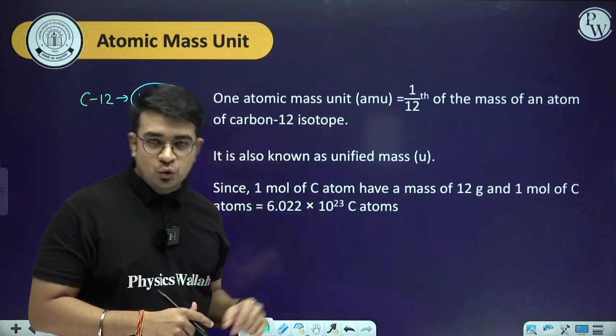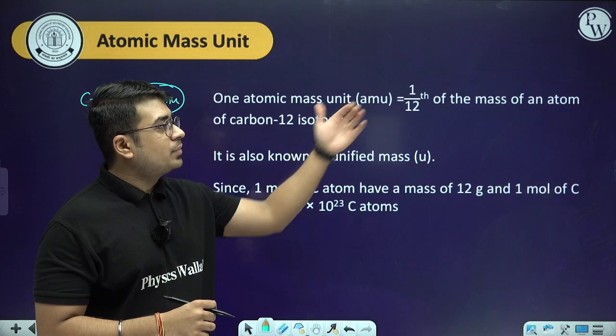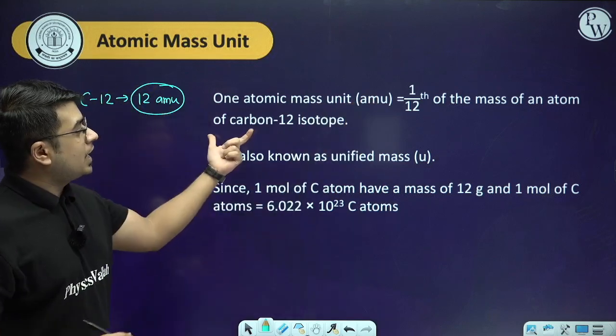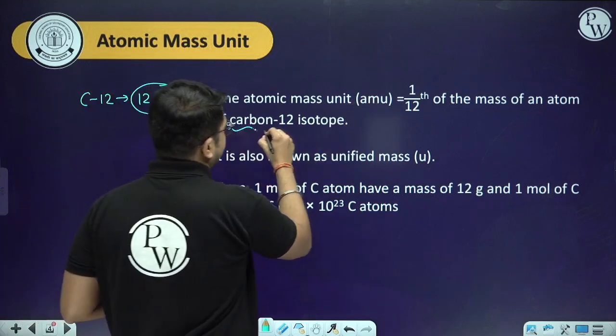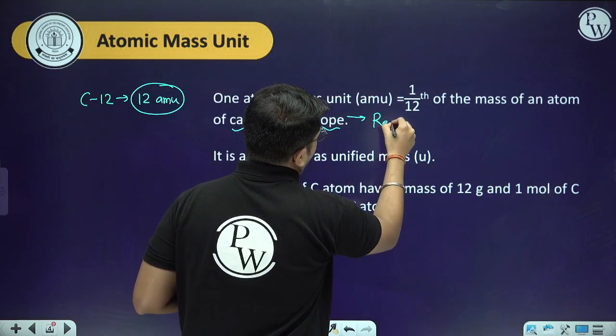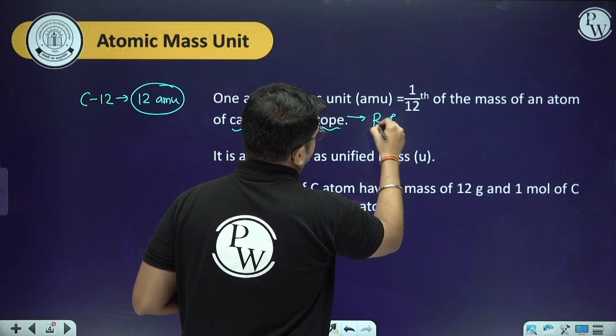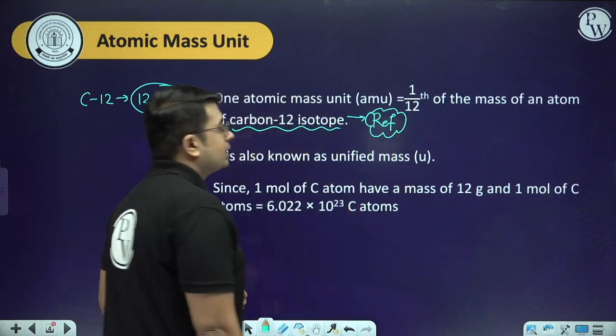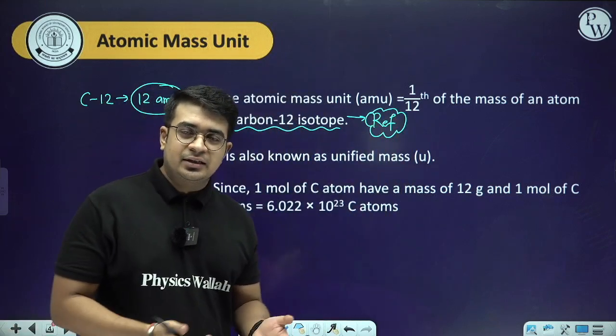One atomic mass unit is basically 1/12 of the mass of an atom of a carbon 12 isotope, and this particular part is your reference. I hope this entire part is clear to everyone. So we have to select a reference.